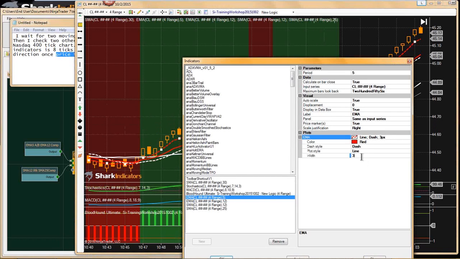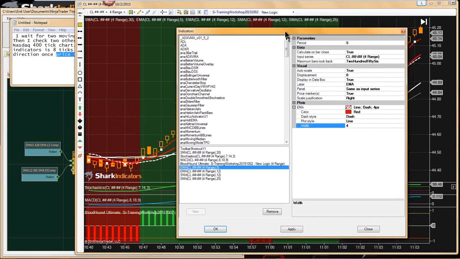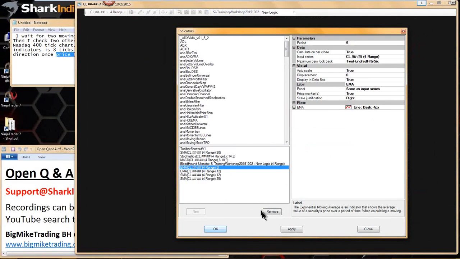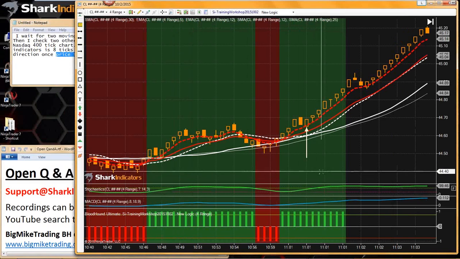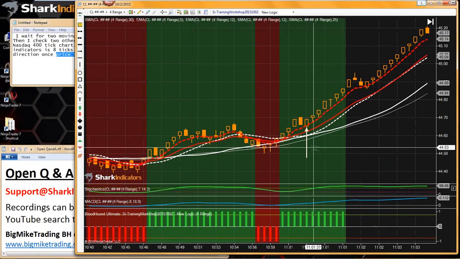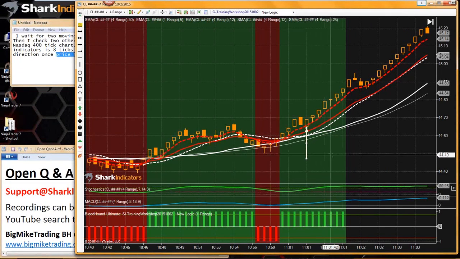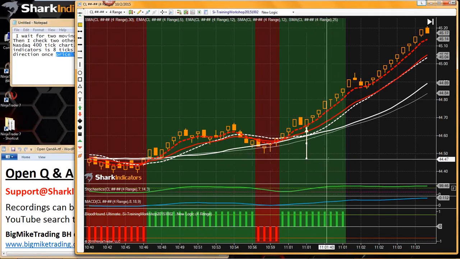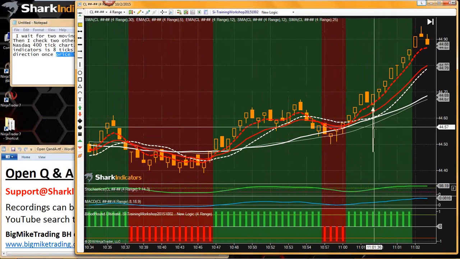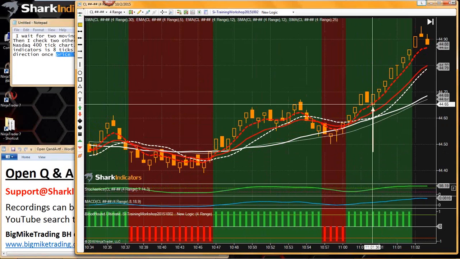Let's make that EMA 5 a little thicker. It's a little more important now. There we go. So it looks like that would qualify for a trade signal right there. So let's build this third condition. We're looking for price to touch that EMA 5.